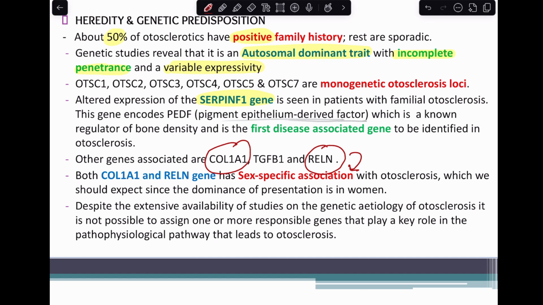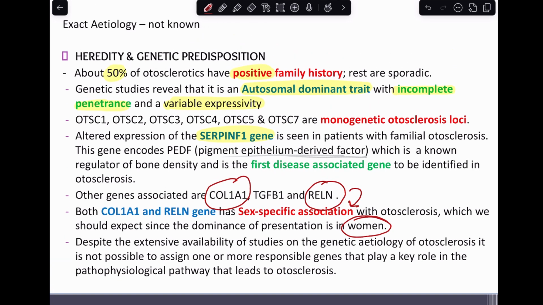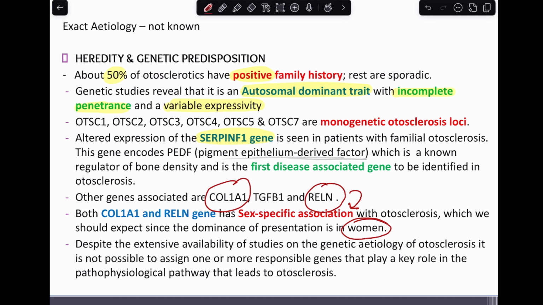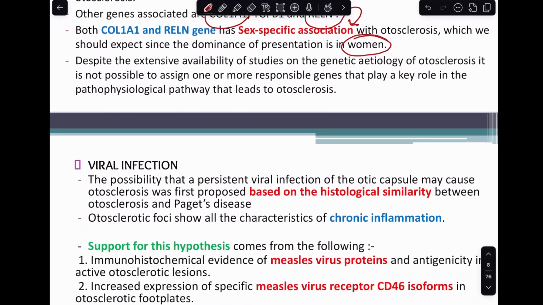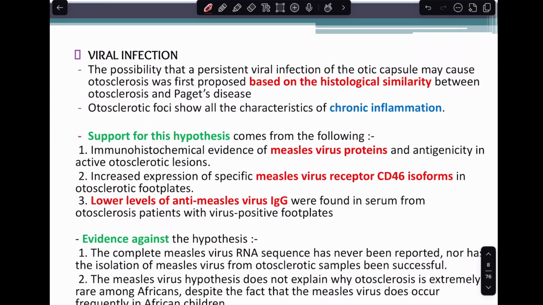And this is shown from the fact that the dominance of presentation is seen in females. So otosclerosis is twice as common in females than in males. These are all factors showing that there might be some component of heredity and genetic predisposition playing as an etiological factor in otosclerosis. Other than this, there are other factors, like viral factors, for example.